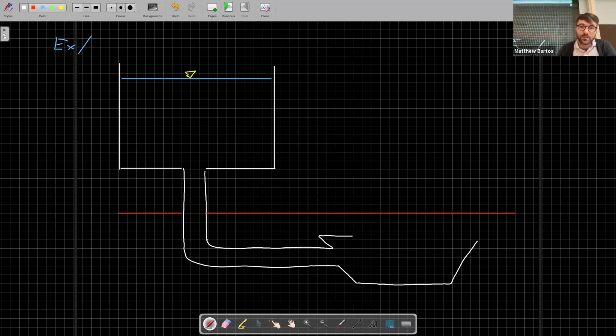And for the sake of this problem, let's just say that this underground reservoir is vented to the atmosphere, so that the air pressure in that underground reservoir is equal to the atmospheric pressure. So there's going to be water coming down through this pipe. It empties into our underground reservoir. There'll be some water level down there. And let's just put some legs on this tank here so it doesn't fall over.